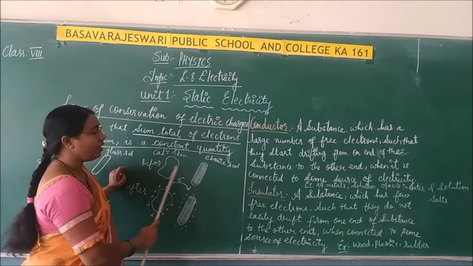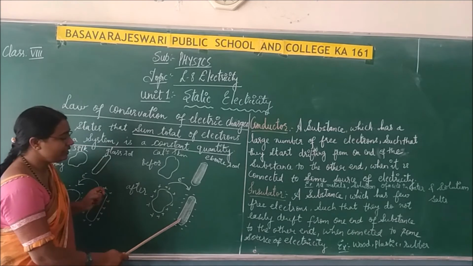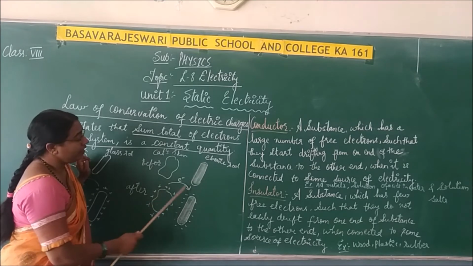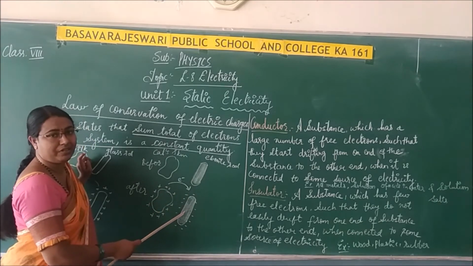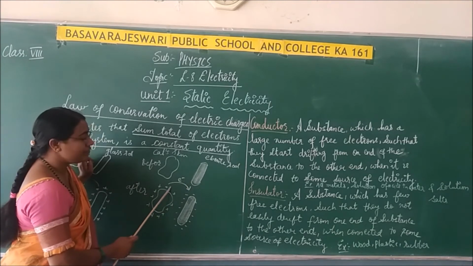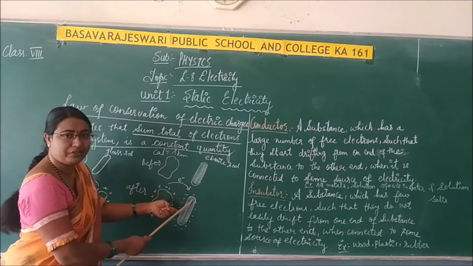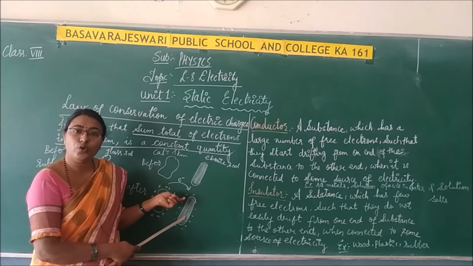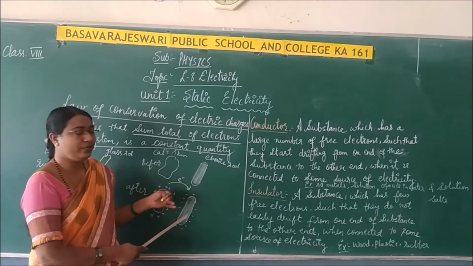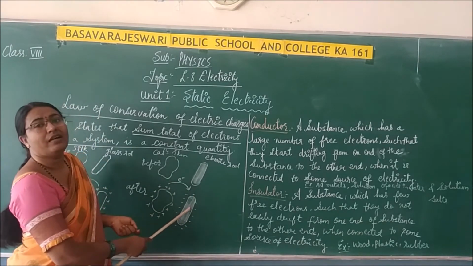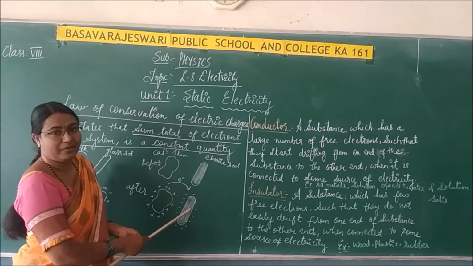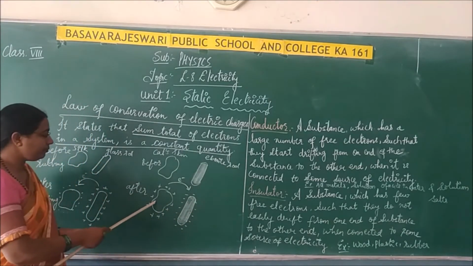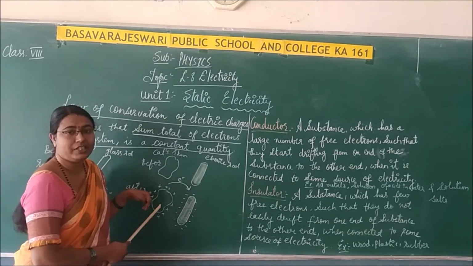In the same way, take the cat skin and ebonite rod. This is before rubbing against each other. After rubbing, the cat skin gives electrons to the ebonite rod. The free electrons from the cat skin get transferred to the ebonite rod, so the number of electrons in the ebonite rod increases and it is negatively electrified. The cat skin has fewer electrons, so it is positively electrified.